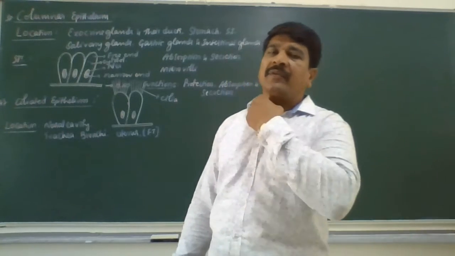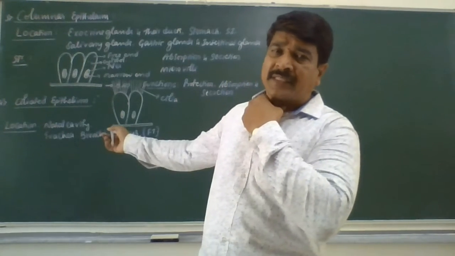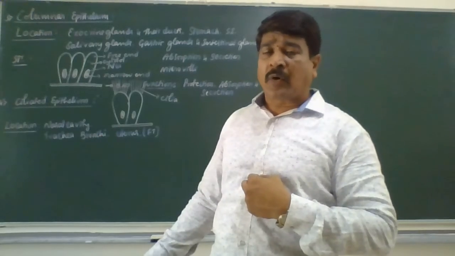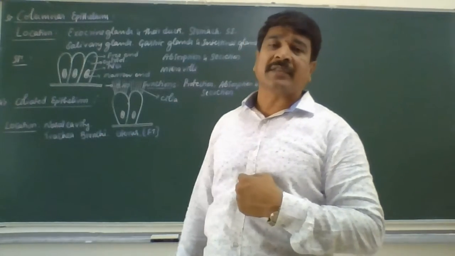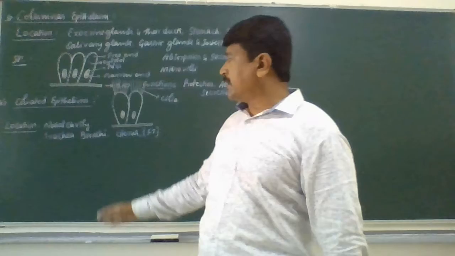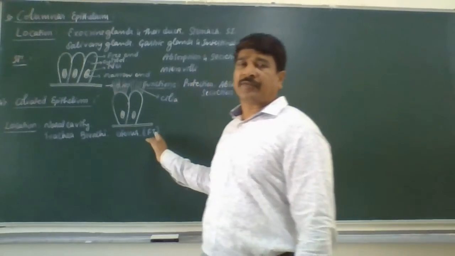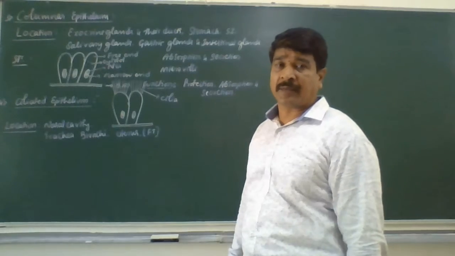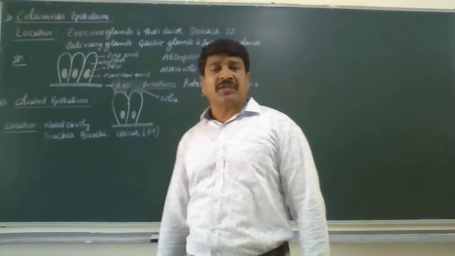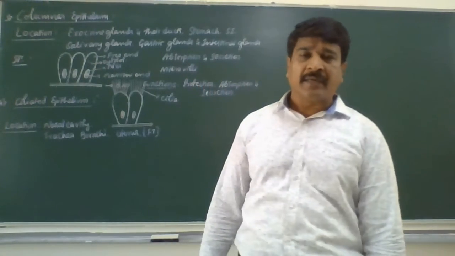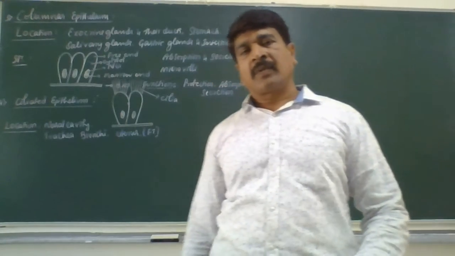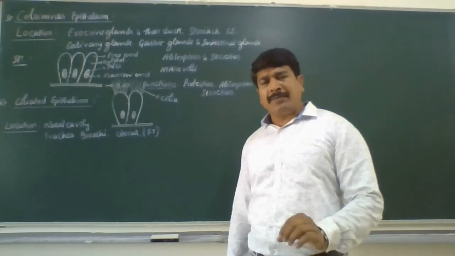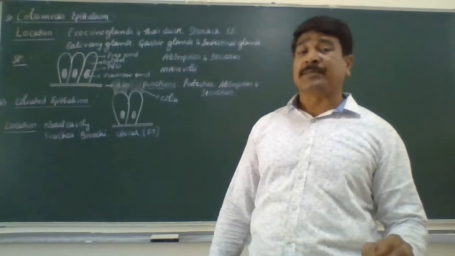Like that, even in the wall of the trachea, you can find the ciliated epithelium. Even in the wall of the bronchi, we can find the ciliated epithelium. It is also present in the uterus and fallopian tubes. So this is the location of the ciliated epithelium. Now let us come to the functions of the ciliated epithelium. Here, cilia are meant for elimination of foreign substances.